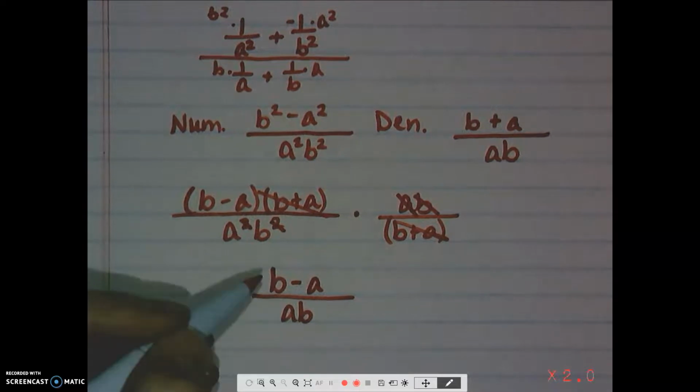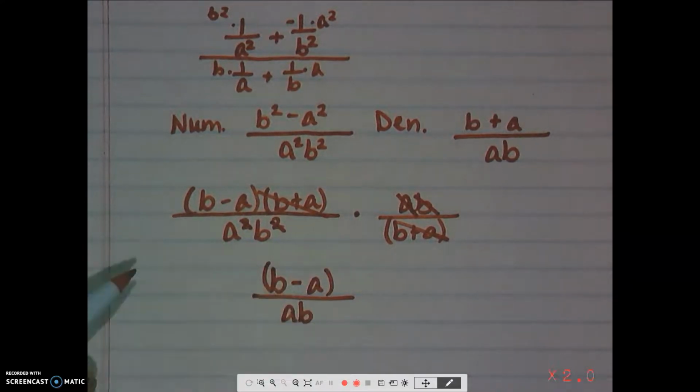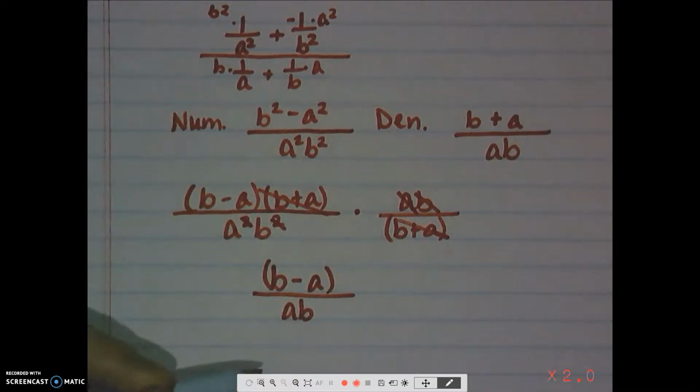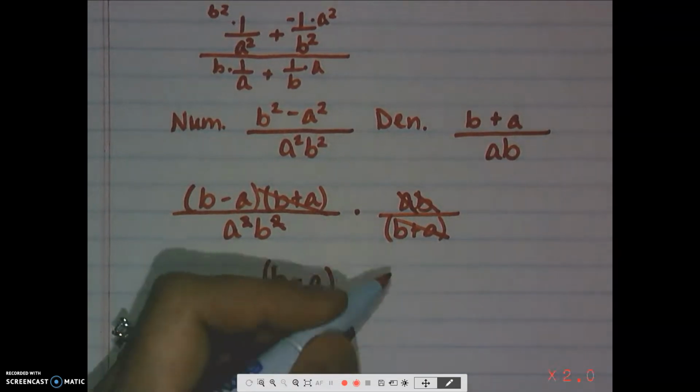So keep in mind, this b minus a, that's a binomial. You cannot cross off this b with the b in the denominator. Same thing with the a's. This is your answer.